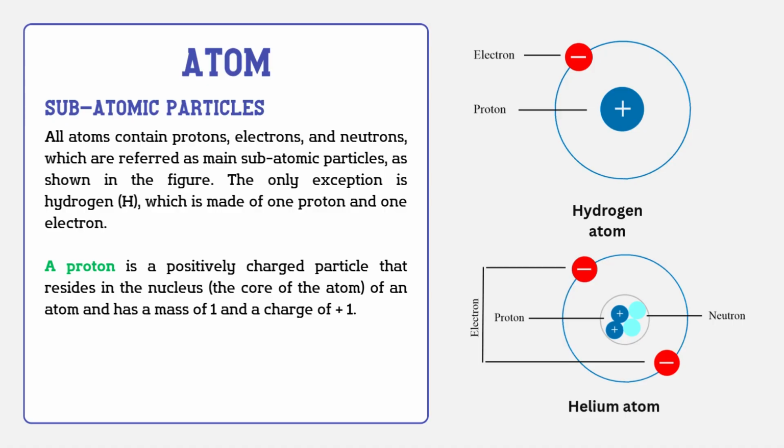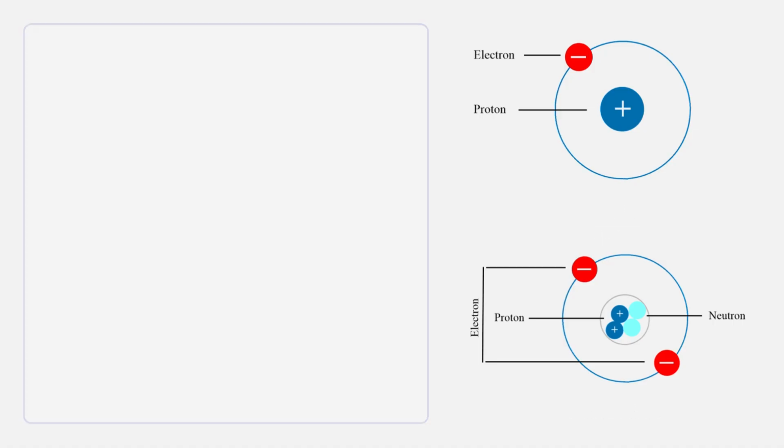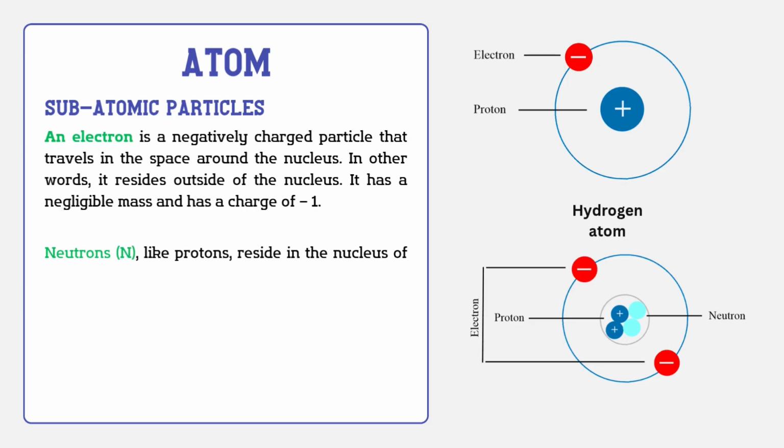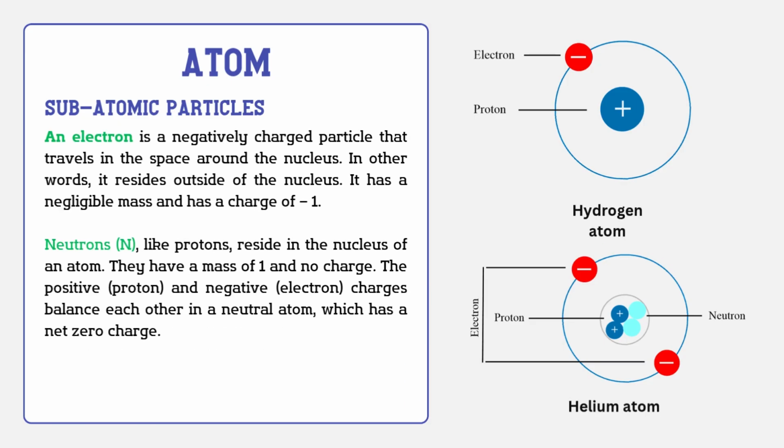A proton is a positively charged particle that resides in the nucleus, the core of the atom, and has a mass of 1 and a charge of +1. An electron is a negatively charged particle that travels in the space around the nucleus. In other words, it resides outside of the nucleus. It has a negligible mass and has a charge of -1.